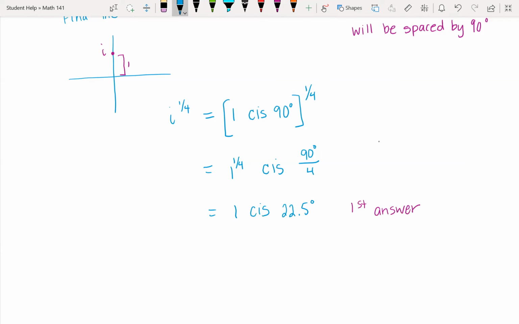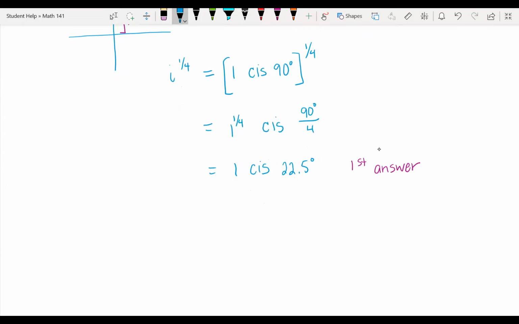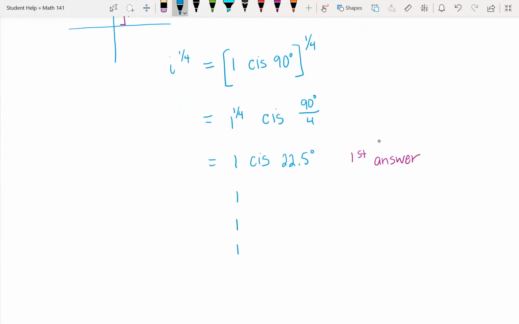Our second, third, and fourth answers are going to be the same, but we're going to add 90 degrees to get the other answers. So if we add 90 degrees, that'll be 112.5, and then 202.5, and 292.5. So those are our 4 answers.